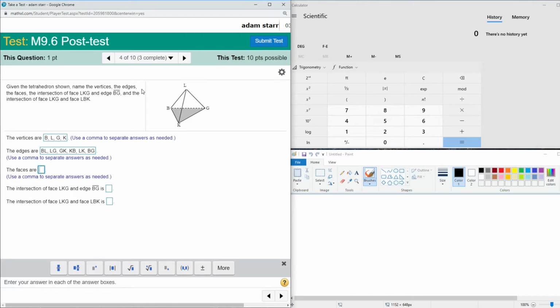Next, I have faces. Faces are the faces here of the figure. They make, in this case, triangles. So it's all these triangle faces. The first triangle face I have here is BLK.